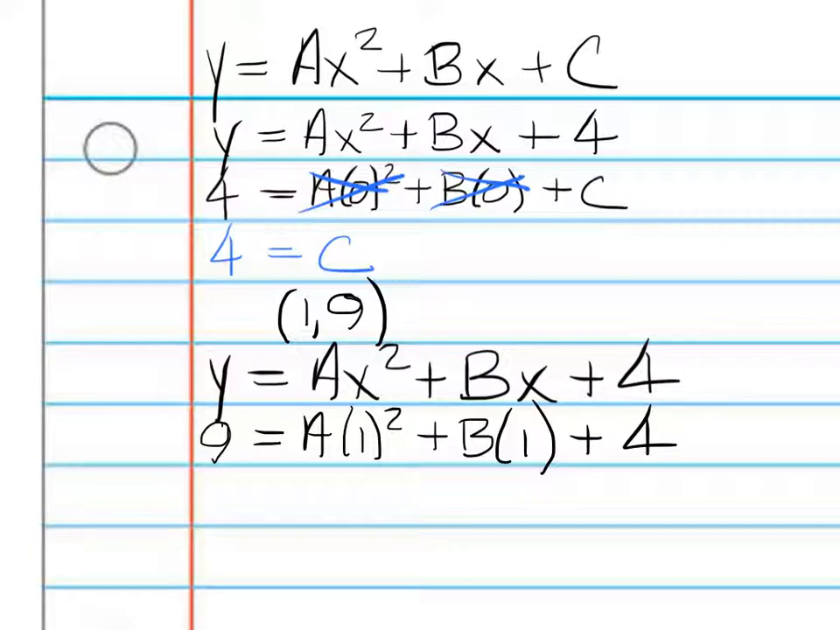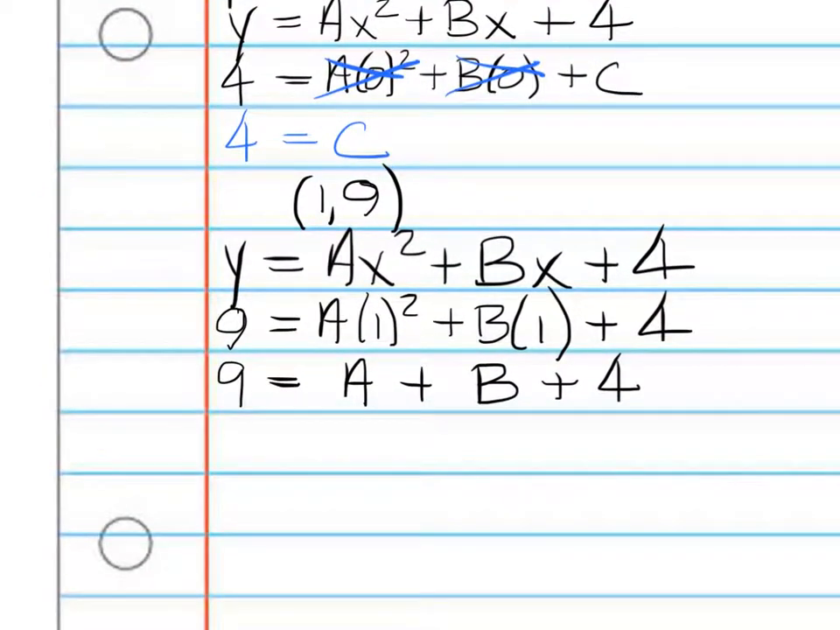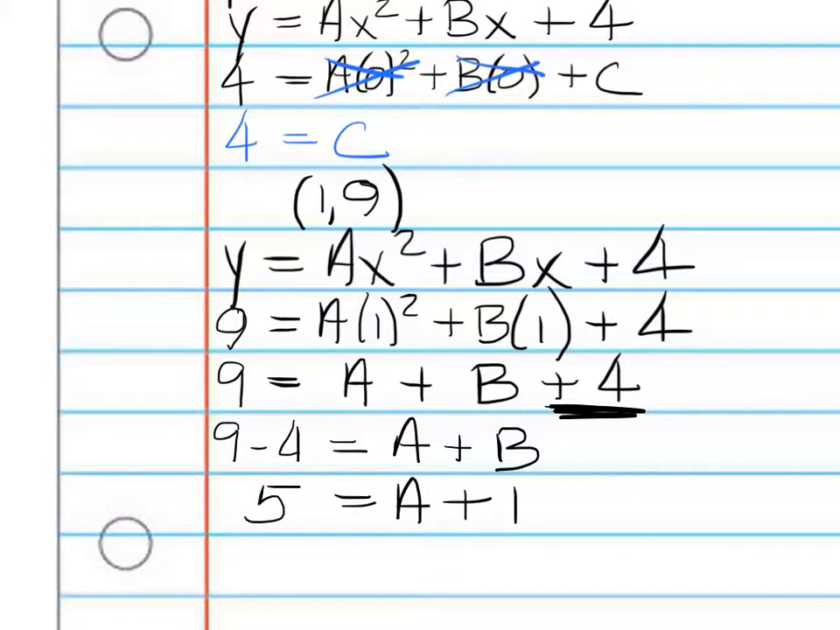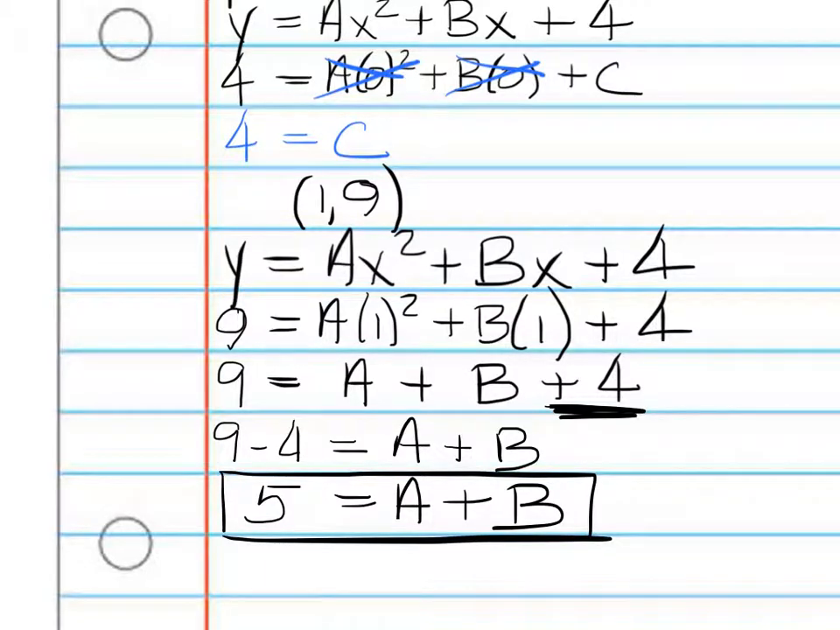We have to simplify this as best as we can. So we have 9 equals a times 1 squared, which is simply a. B times 1 is b. And then we have plus 4. We want to move this away from the a and the b and put it on the left side, so it changes signs to minus 4. And we end up with 5 equals a plus b. We want to hold that equation, and we're going to come back to it after we take care of the other point.